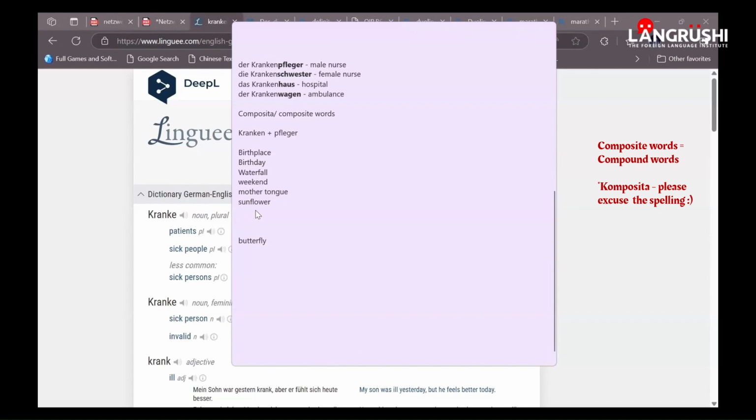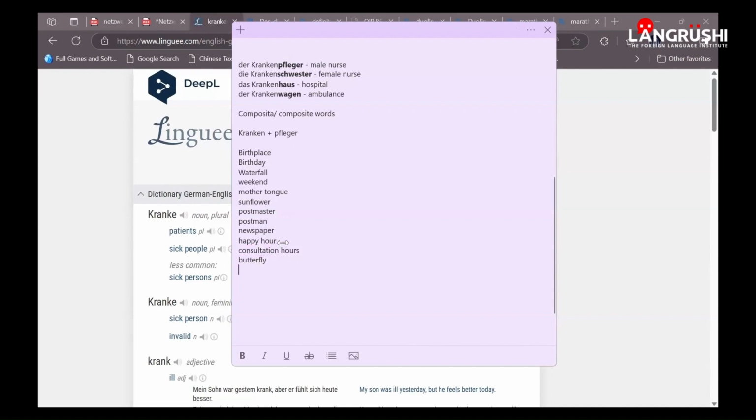Housemaster. Postman. Newspaper. Those are one word. Happy hour. Consultation hours. It could be anything. So in German as well we have this, but in English we write them separately.